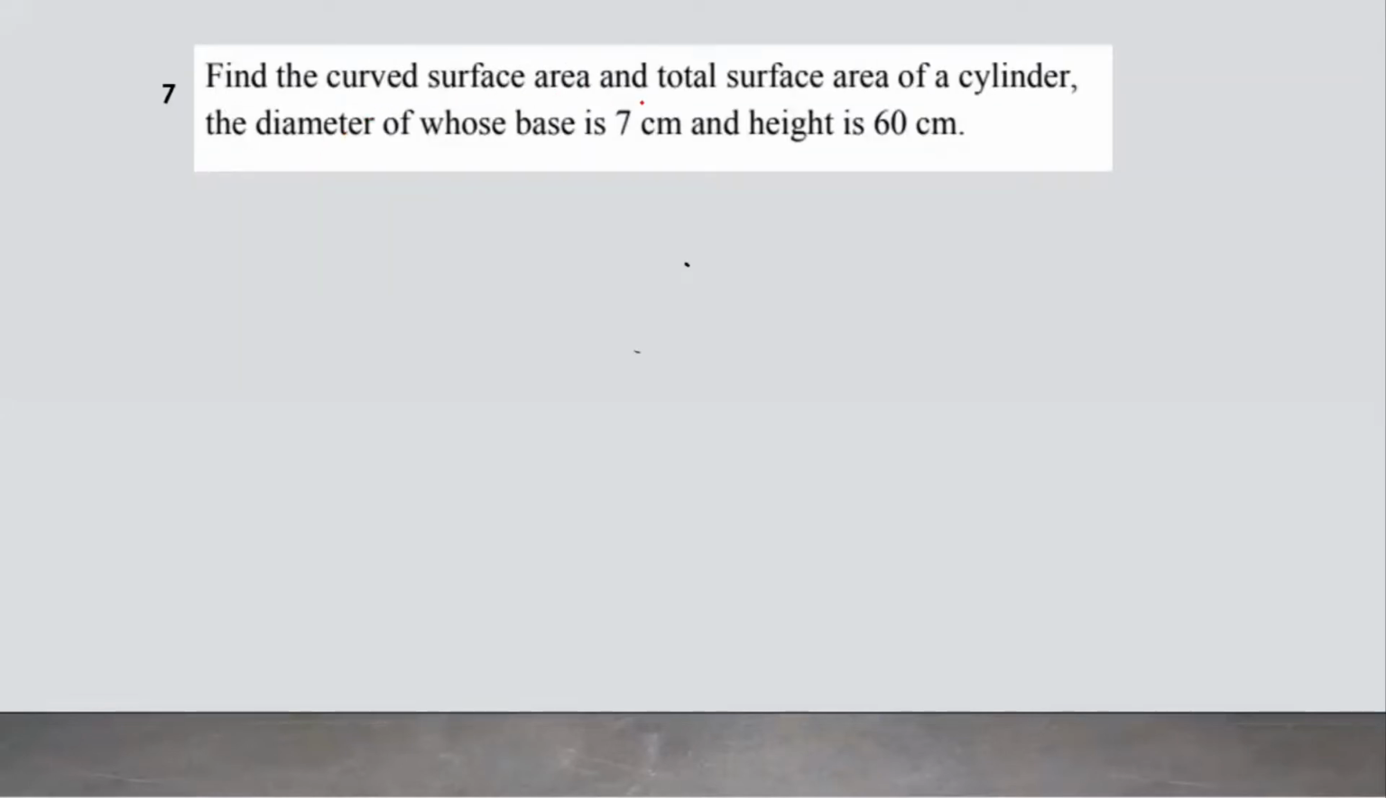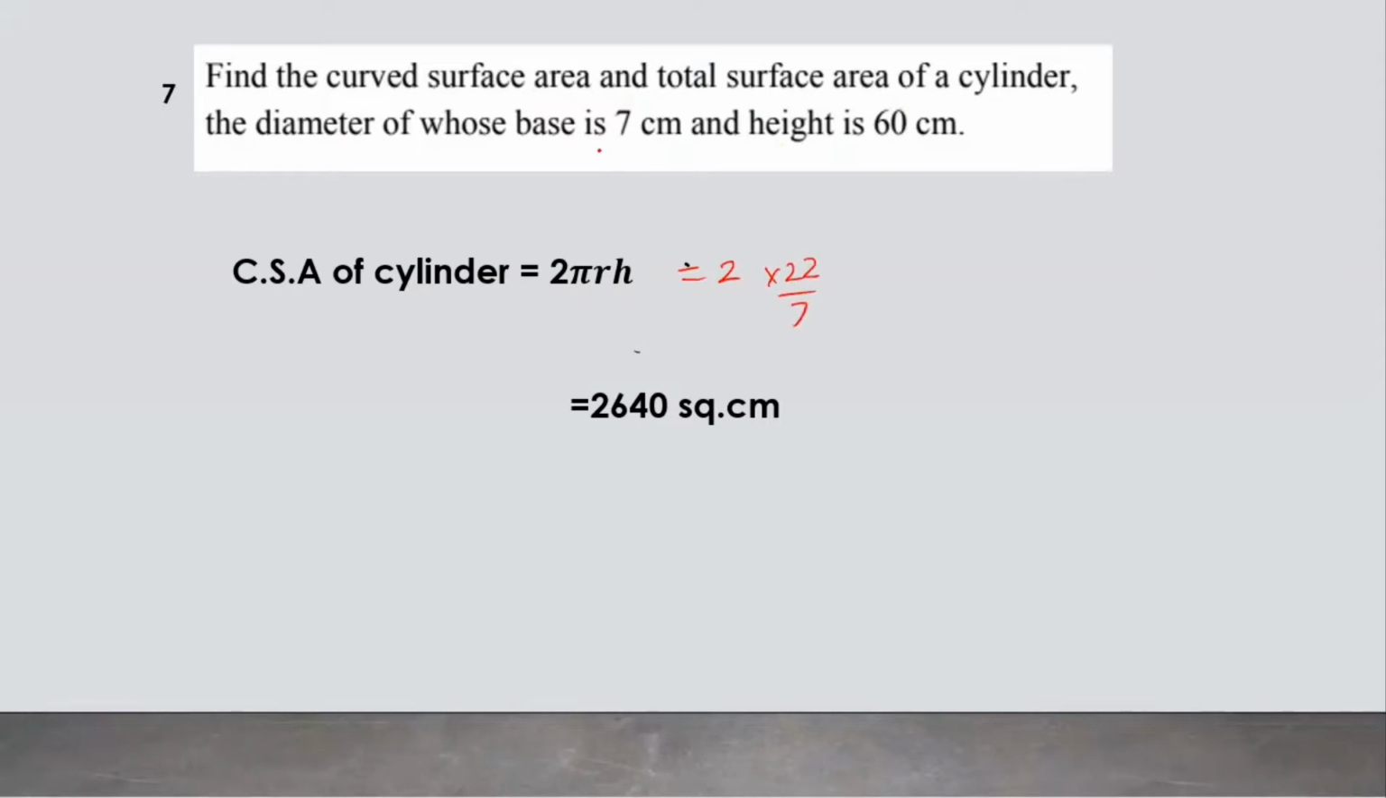Find the curved surface area and total surface area of a cylinder, the diameter of whose base is 7 centimeter and the height is 60 centimeter. Now the curved surface area of a cylinder is 2 pi r h. So when we solve this, let us put the value of pi, we will take 22 by 7 whenever the radius is a multiple of 7. 2 pi r into h, which is 60, and on simplifying this we get 2640 square centimeter.